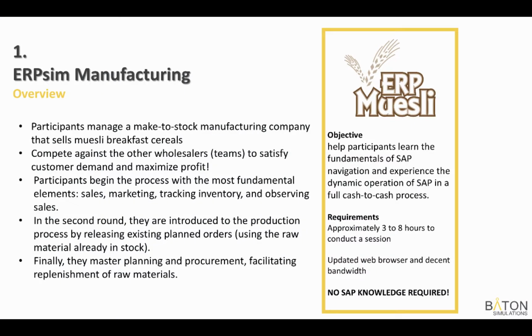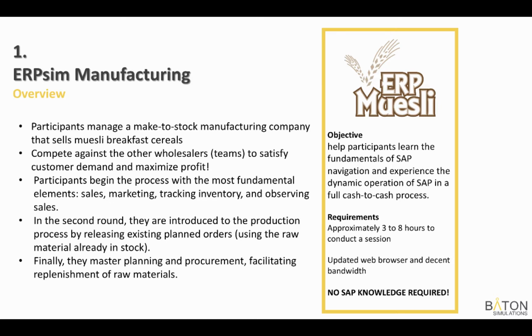Story. In the manufacturing simulation, participants manage a make-to-stock manufacturing company that sells muesli breakfast cereals to the German market. Specifically, participants manage all key decisions. They are responsible for the full business cycle, including planning, procurement, production, and the sales processes. The goal of the manufacturing game is to help participants learn the fundamentals of SAP navigation and experience the dynamic operation of SAP in a full cash-to-cash process.